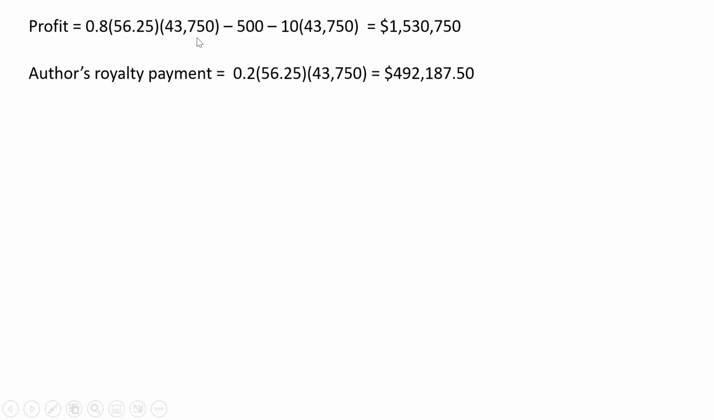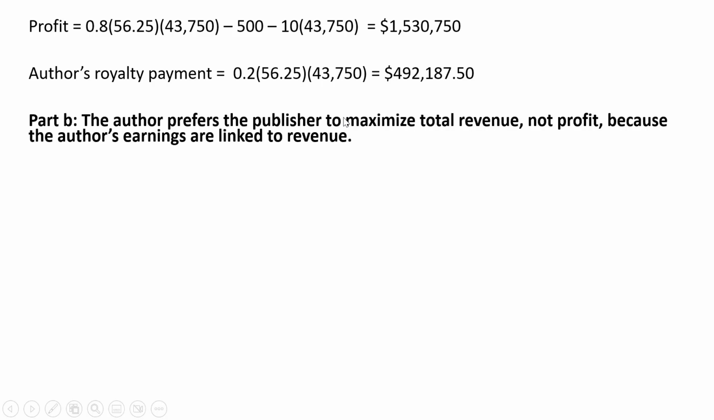In terms of the author, the author is going to receive 20% of the firm's total revenue. So 20% of total revenue here is almost $493,000. Now let's move on to Part B.